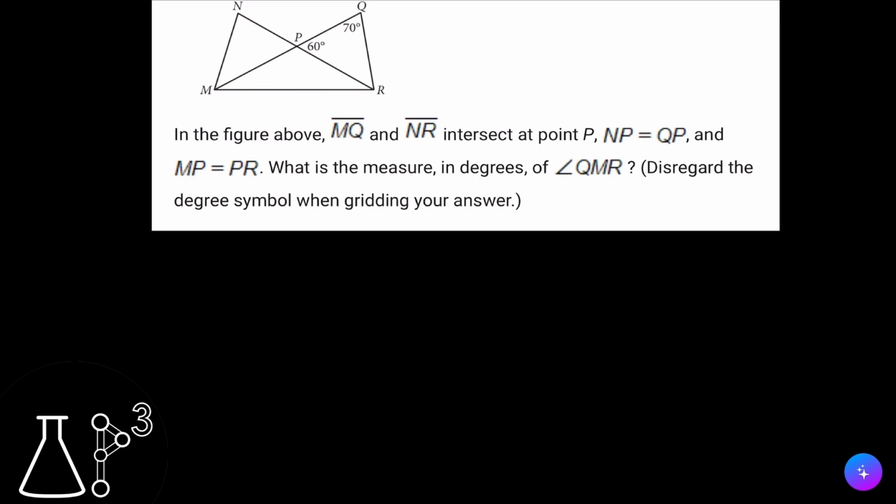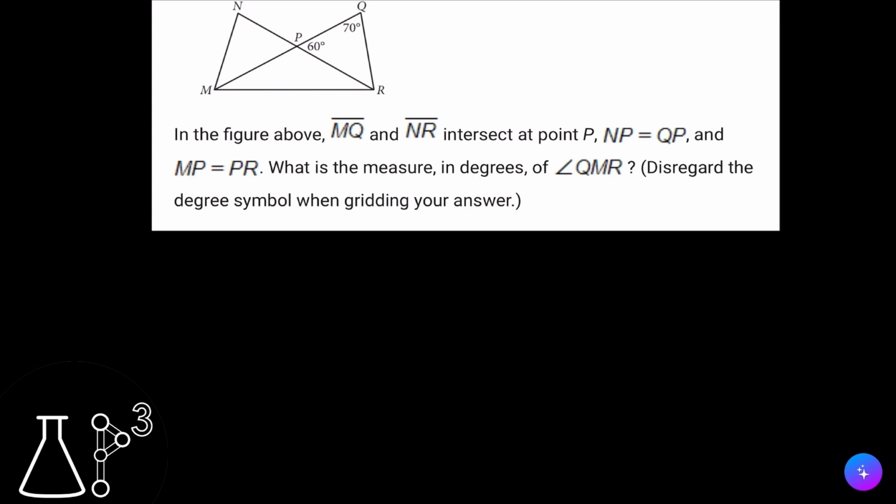So we're doing a geometry question because we have 3 triangles technically. So in the figure below, QM and NR intersect at point P, and MP equals QP. And MP equals PR. What is the angle measure in degrees of QMR? Disregard the degree symbol when grading the information.